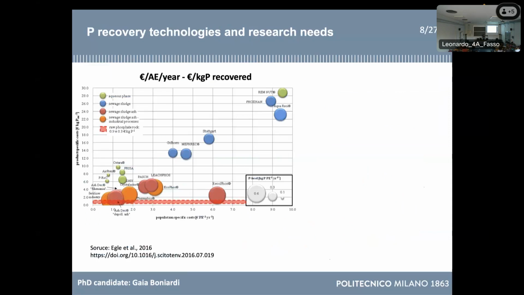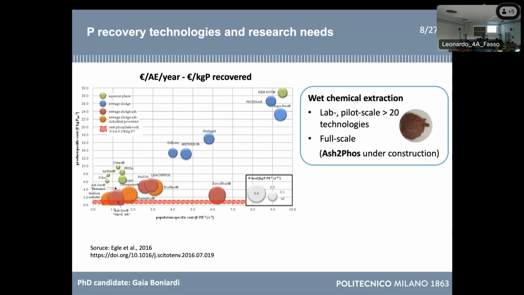During the past decades, a lot of technologies have been developed to recover phosphorus from different points we have seen before. So in this graph, we have on the x-axis the population-specific cost, and on the y-axis the product-specific cost. You have different bubbles with different sizes. I want to just show you that the red bubbles refer to the recovery of phosphorus from the ash, and the closer we are to the origin, the lower the price. So the idea is that it is more convenient to extract phosphorus from the ash because phosphorus is concentrated, so it costs less to recover it.